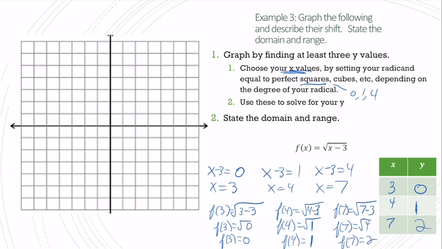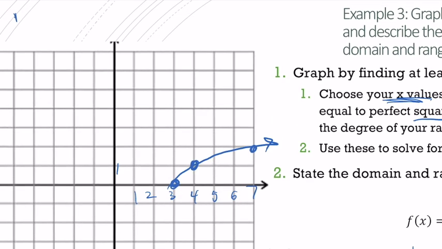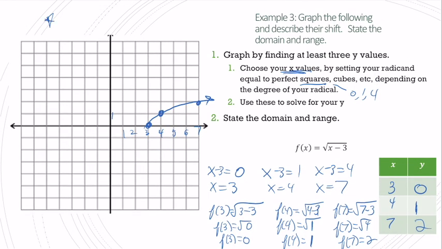So now I have 3 really nice, easy to graph ordered pairs. So I know when x is 3, y is 0. When x is 4, y is 1. And when x is 7, up just barely on my graph, y is 2. This graph has been shifted right 3. When we're subtracting 3 from under a radical, that's shifted my graph right 3.